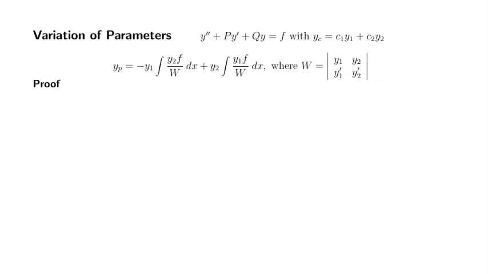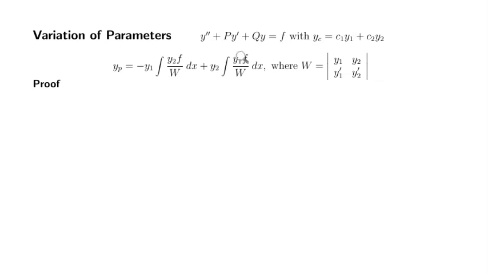All right, let's look at the variation of parameters. We have a non-homogeneous second-order linear equation here with a complementary solution involving y1 and y2. There's a way to cook up the particular solution using y1 and y2. So here's the formula, where W represents the Wronskian of y1 and y2.